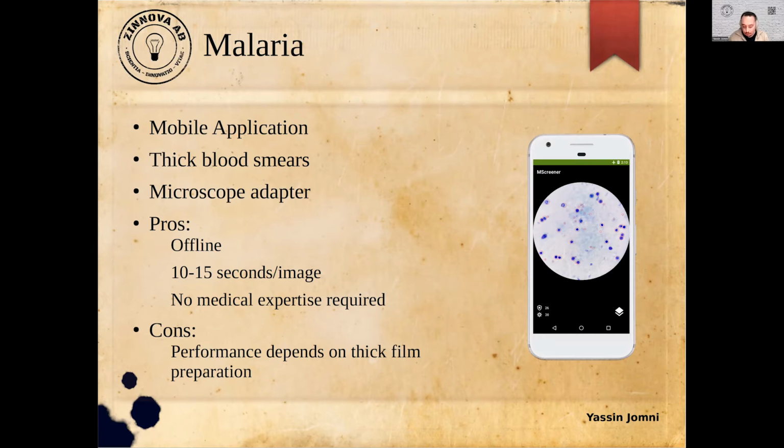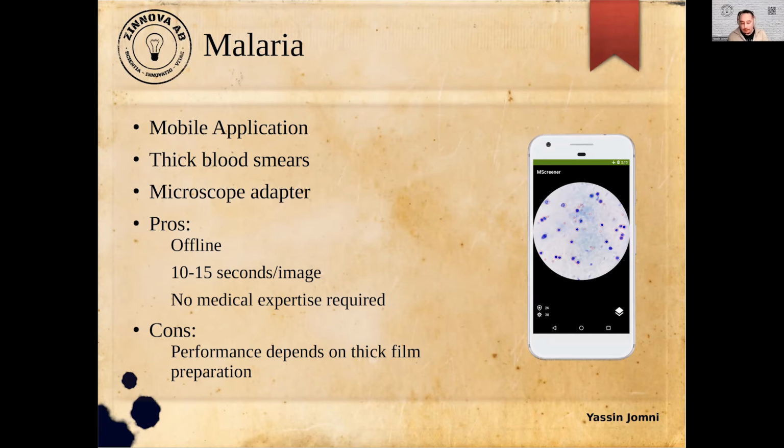This computer vision algorithm is divided in two stages. The first one does instance segmentation of the picture. It analyzes the pictures and extracts the artifacts in them, which is everything that is not background, basically. And then the next stage takes those artifacts and classifies them as parasite, white blood cell, or stain.